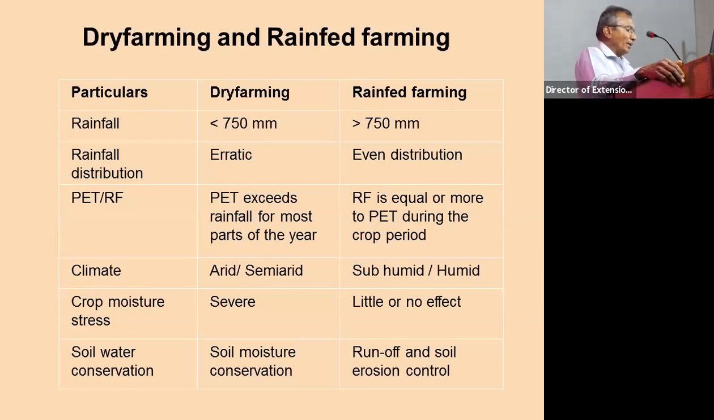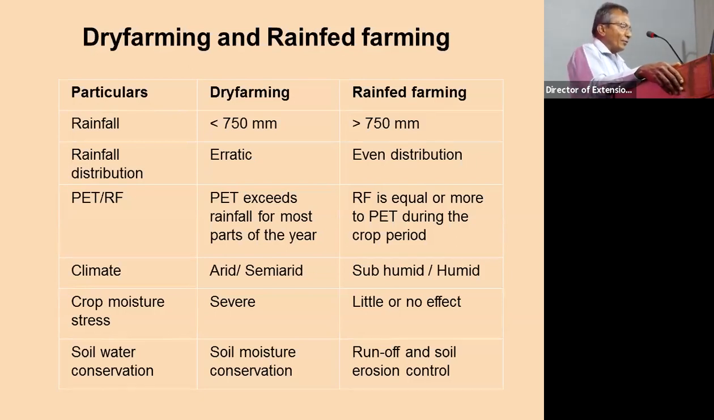So climate may be arid or semi-arid, and rainfall farming is here under subhumid or humid conditions. And crop moisture stress is very severe in dry farming, and in the case of rainfall farming, the moisture stress has very little or no effect. Soil and moisture conservation is more important.